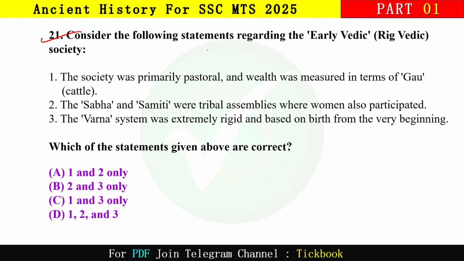21. Consider the following statements regarding the early Rig Vedic society. Option number A, 1 and 2 only. 1. The society was primarily pastoral and wealth was measured in terms of gau, cattle. 2. The Sabha and Samiti were tribal assemblies where women also participated.